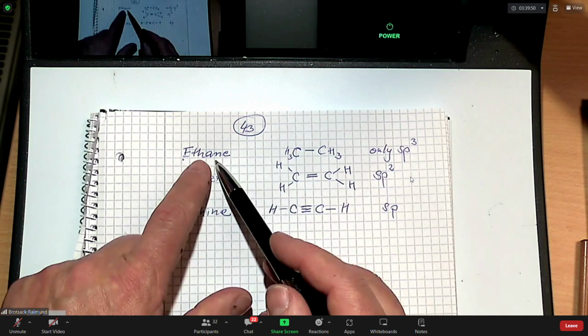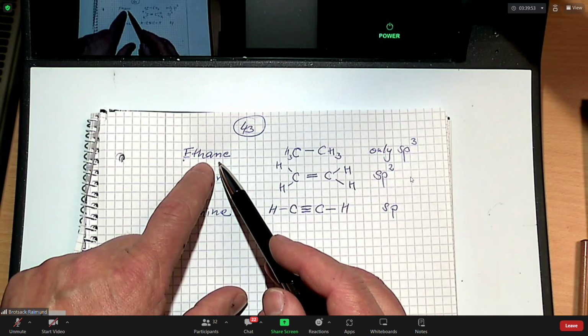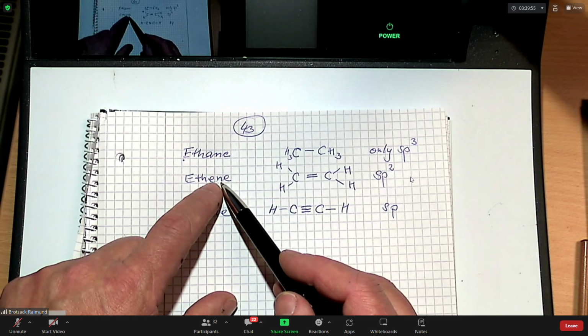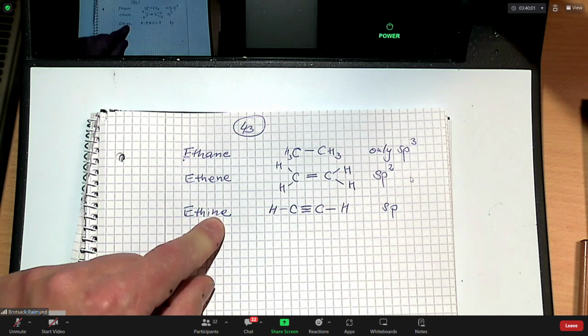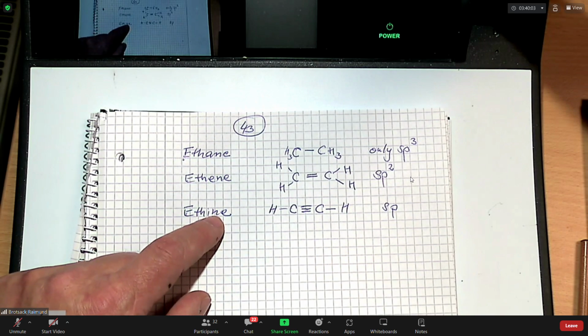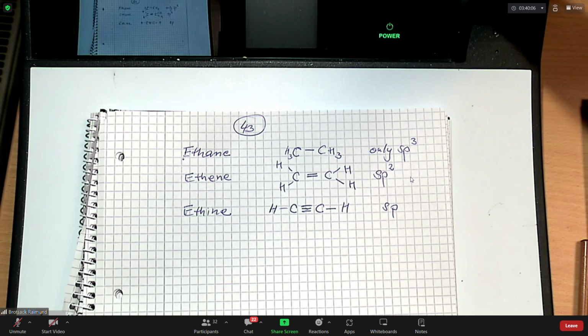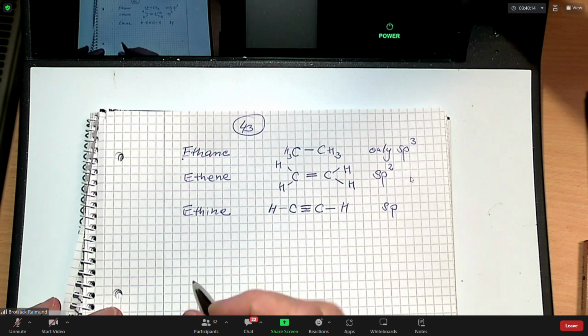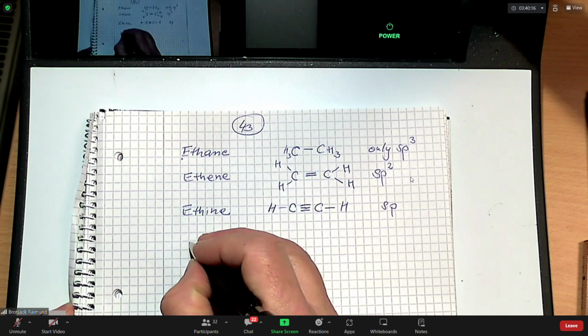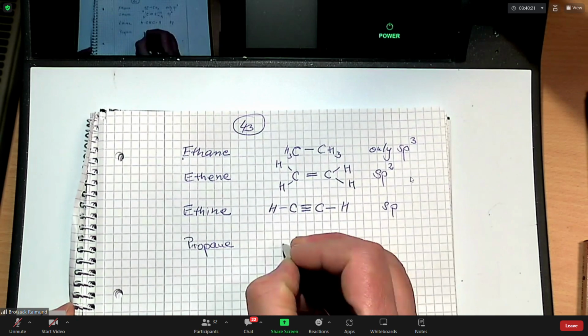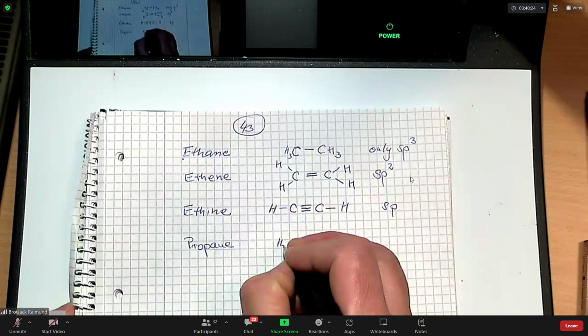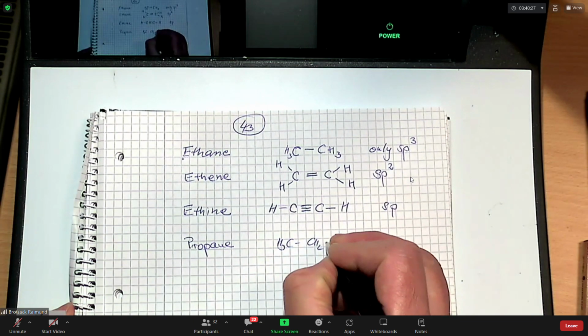And the difference is the ending. Ethane, no double, no triple. Ethene, we have a double. Ethyne, we have a triple. But all of them are aliphates. Now, let's talk about another one. Let's talk about propane. Then it's easy. It is a CH3, CH2, CH3.